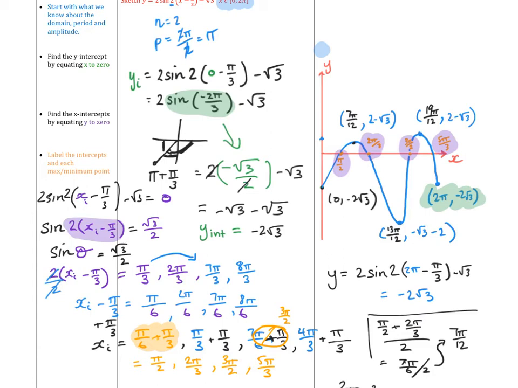Our last step, of course, is just to label the graph. So we need to label this as y equals 2 sine 2 x minus pi on 3 minus root 3.